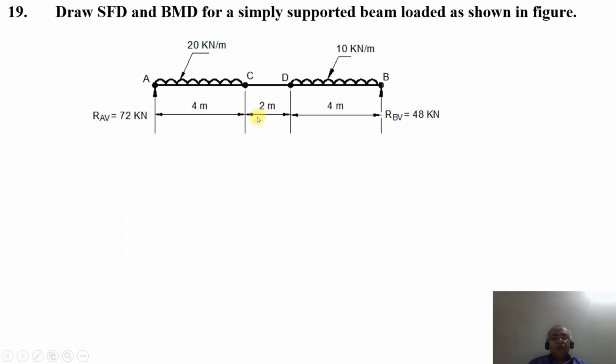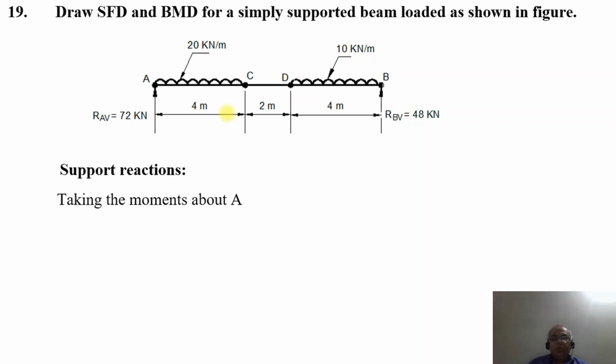Now we have two support reactions, one at A and the other at B. There are vertical reactions, one is RAV and the other one is RBV. So we need to find out the support reactions first. To find them, taking the moments about the point A, the sum of the clockwise couple will be equal to the sum of the anti-clockwise couple.